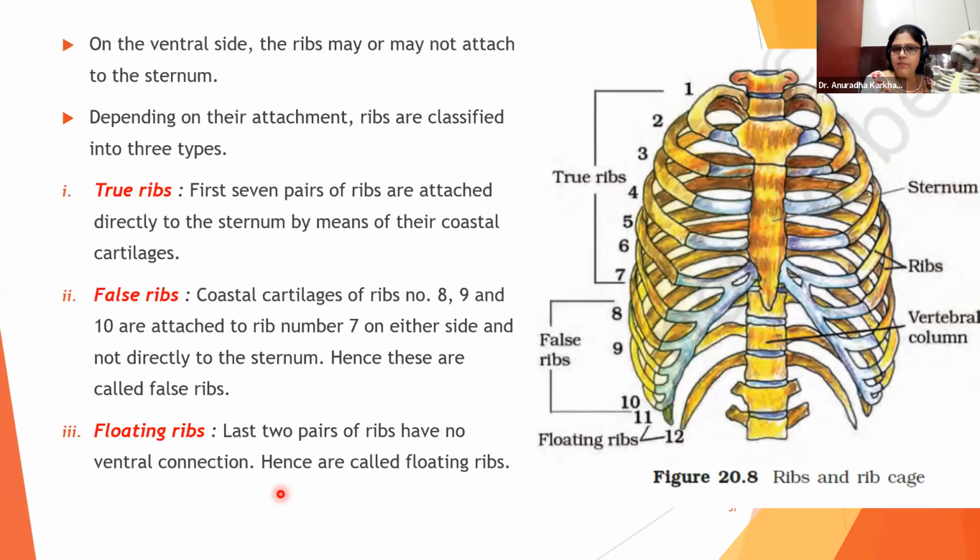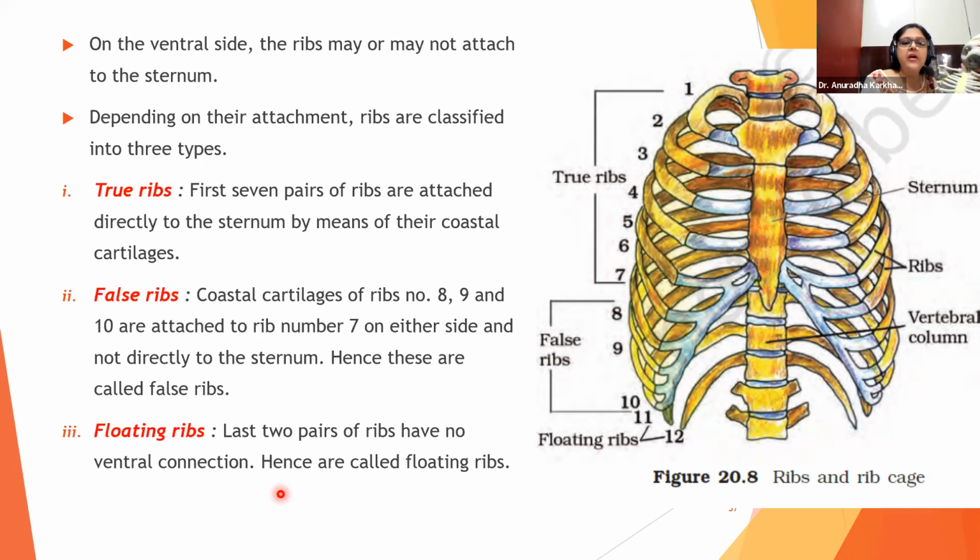Well, on the ventral side, the ribs may or may not get attached to the sternum directly. So see, here you can see 1, 2 and 3 are attached to this one. You can very well see here, right? You can see all of them clubbing together. So depending on their attachments, ribs are classified into 3 types: true, false, and floating.